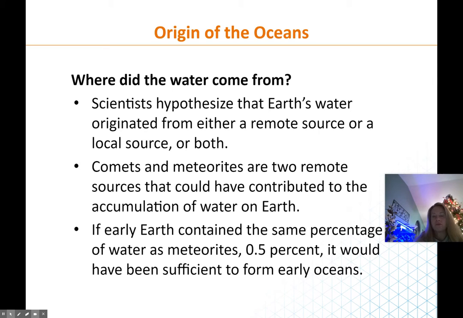And so early on in Earth's formation, we had lots of comets and meteorites bombarding the Earth constantly. So that can accumulate water slowly but surely. And then also there's water vapor in rock and contained within the earth as well. So if we look at this last bullet, it says if early Earth contained the same percentage of water as meteorites, 0.5%, it would have been sufficient to form early oceans. So they've done a lot of tests on this, and comets and meteorites alone are enough to contribute to the amount of water that we have on Earth today, which is pretty amazing.